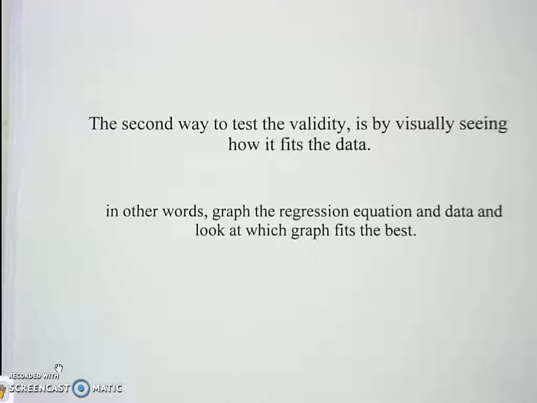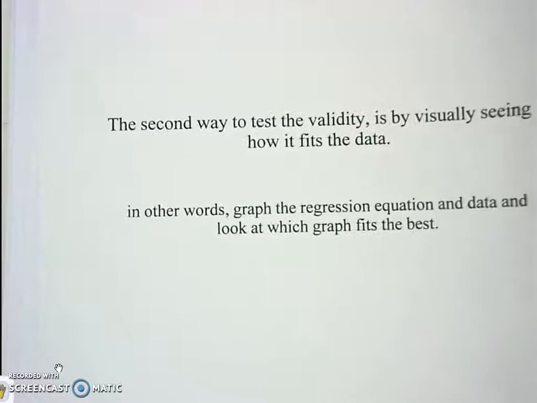All right, so the second way to test the validity is by visually looking at the data and seeing which one is the best fit model. This one doesn't include R squared. We're going to take a look at the regression models with the data points, and then see which one goes to the most points, and that's it. So we're just going to take a look at it.